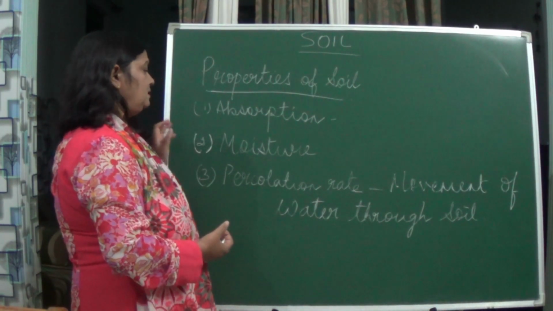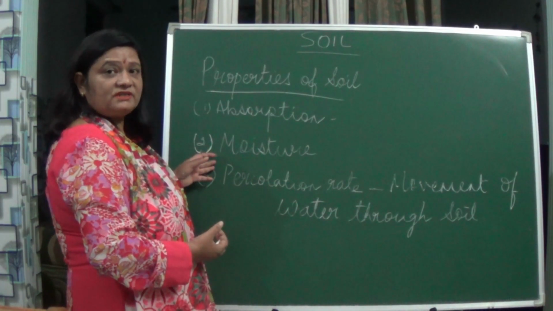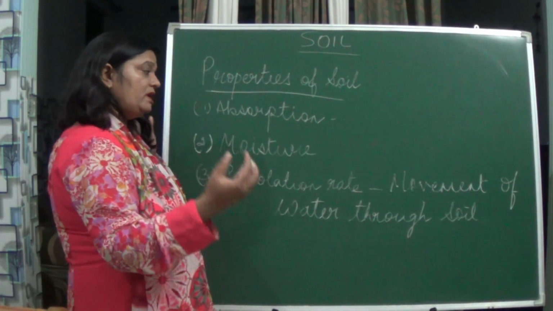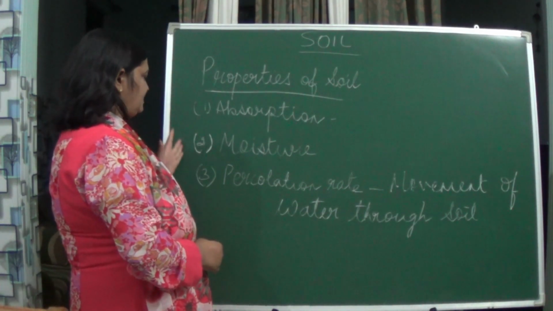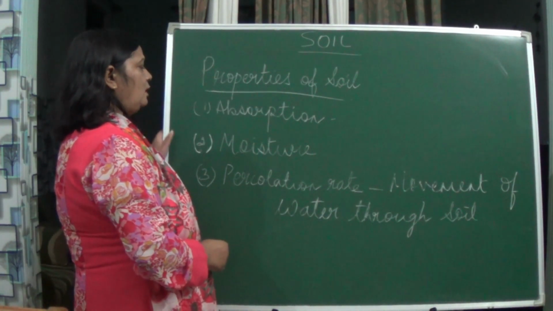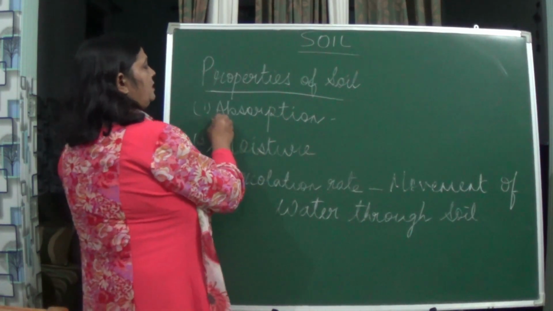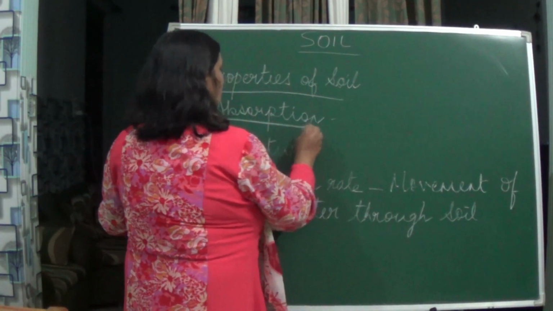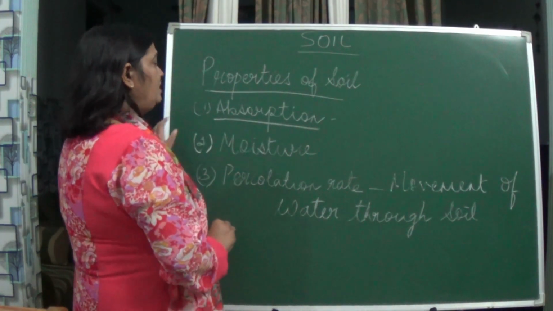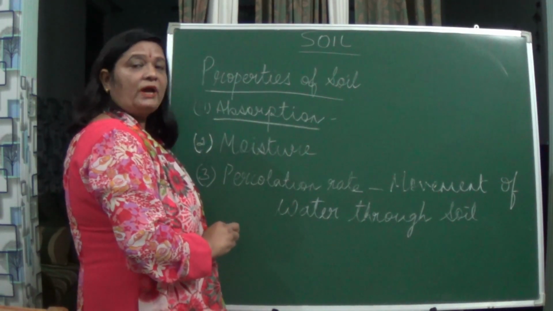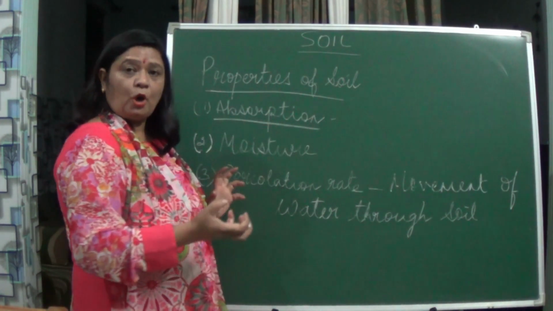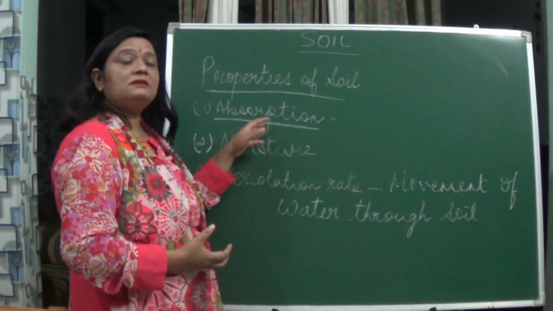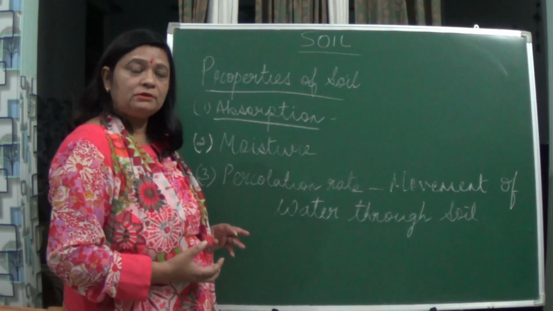Water holding capacity. And moisture: how much does that soil contain, and how does the movement of water take place in the soil? So these are three basic steps. First, according to the absorption of water, we can say what type of soil it is. It means how much water it can absorb and retain, and that tells about its water holding capacity also.